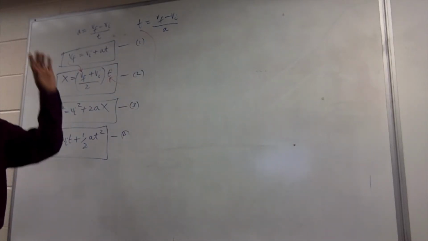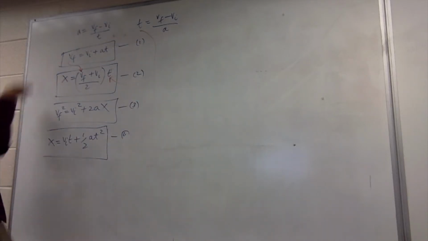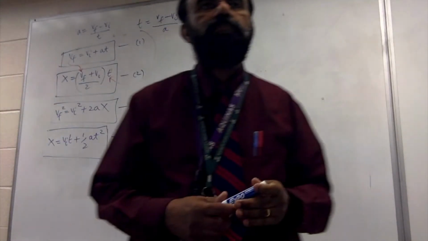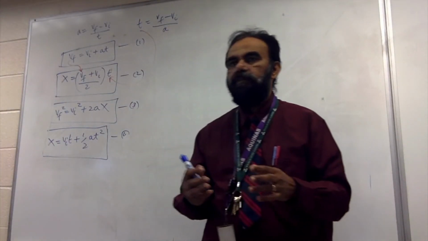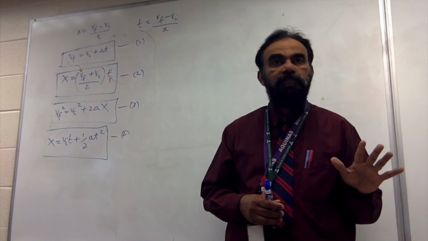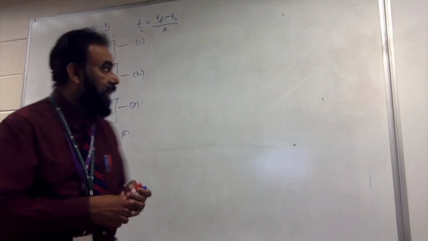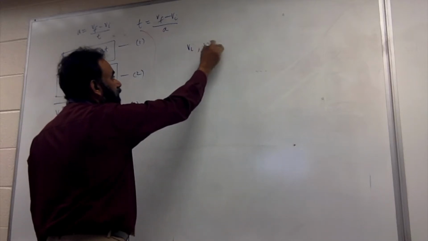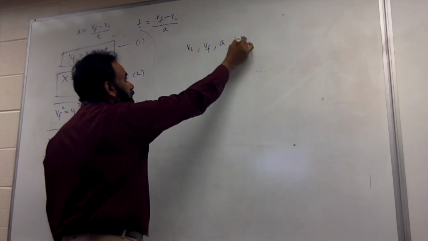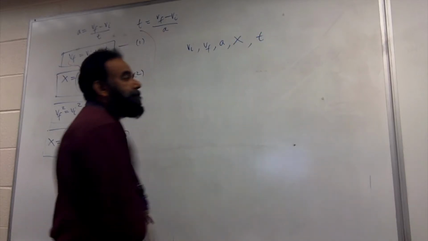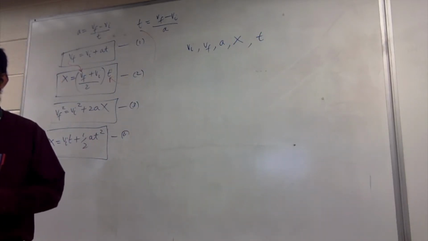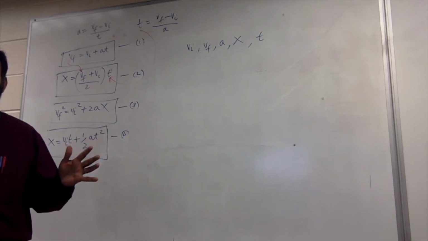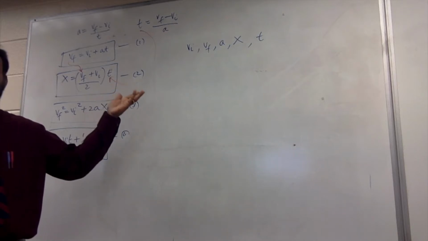Now, how many different variables do you see on the board? Is it 5? What are they? So we have Vi, Vf, acceleration, displacement, and time. We have 5 variables only to play with. There's no other variable. In kinematics, these are the main things.